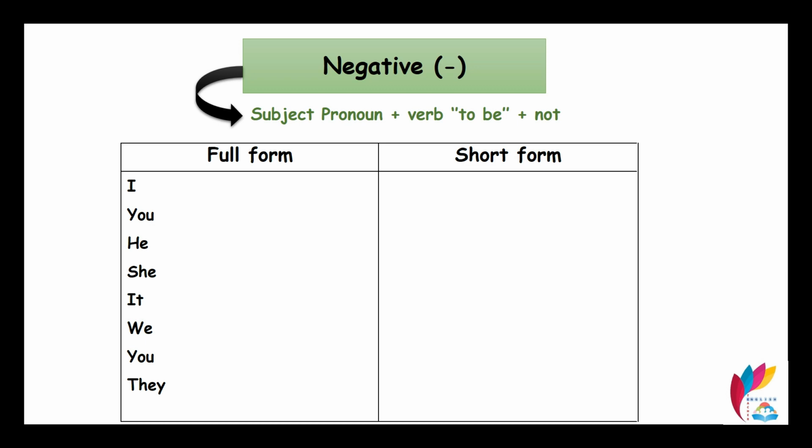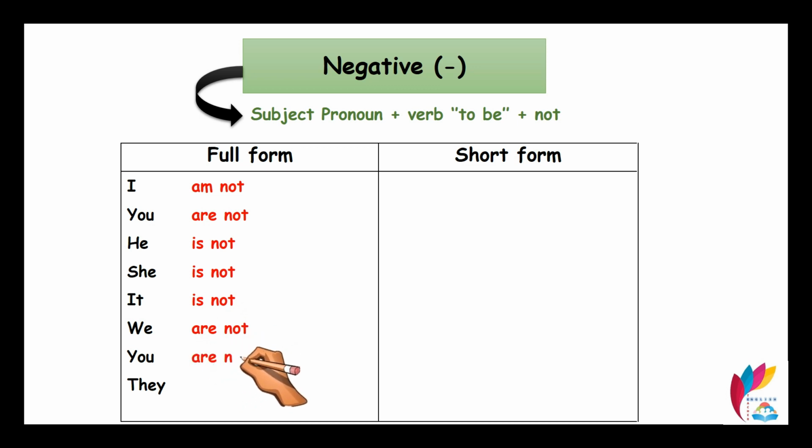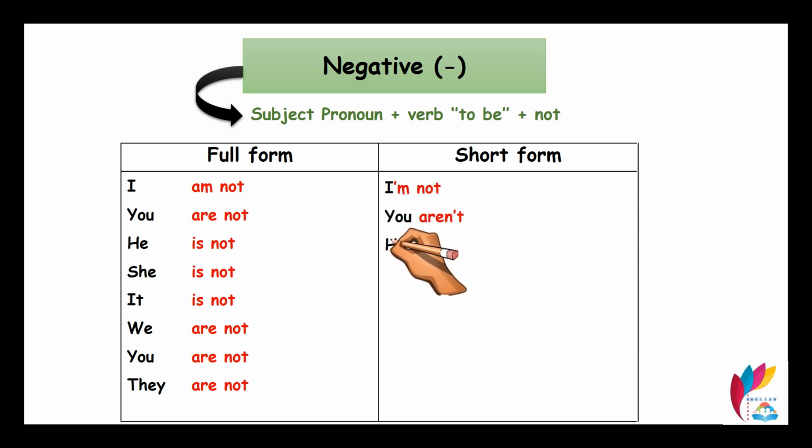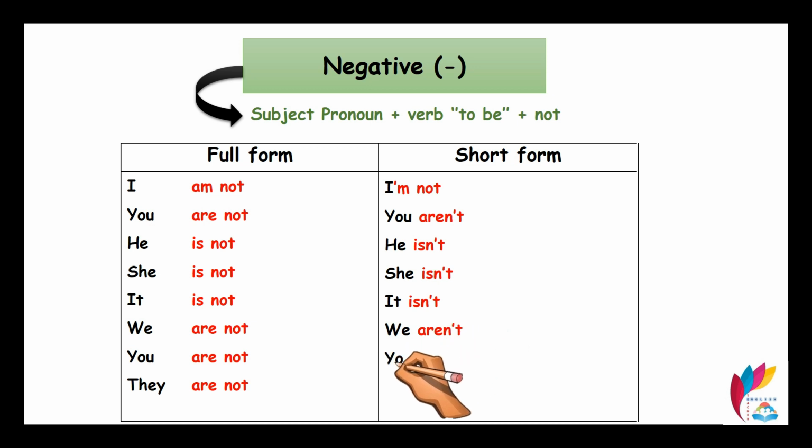And now let's put the verb to be plus not. So it will be I am not, you are not, he is not, she is not, it is not, we are not, you are not, and they are not. And the short form will be like I'm not, you aren't, he isn't, she isn't, it isn't, we aren't, you aren't, and they aren't.